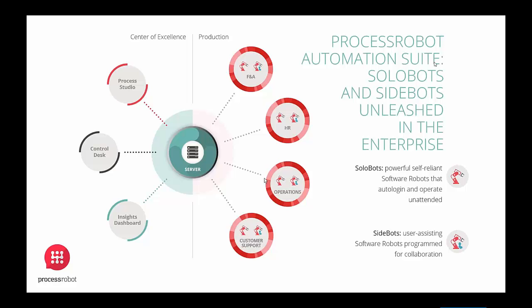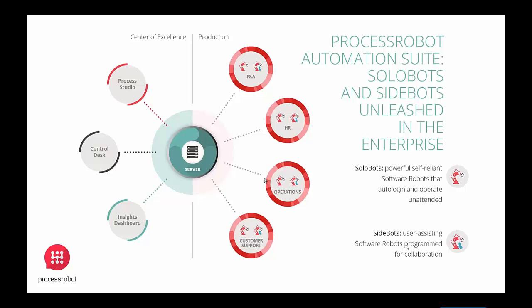In Process Robot, as you can see here in the slide, we have a center of excellence which consists of the control desk component for centralized management, the Process Studio for process development and building, and the Insights dashboards for displaying KPIs. On the production side, we have the Solobots, which are independent, powerful, self-reliant software robots that auto-login and operate with no supervision. And we also have sidebots, which are user-assisting software robots programmed for collaboration with the end user.